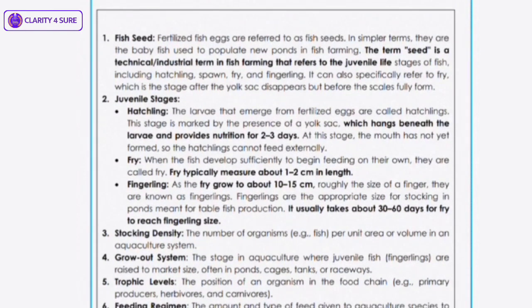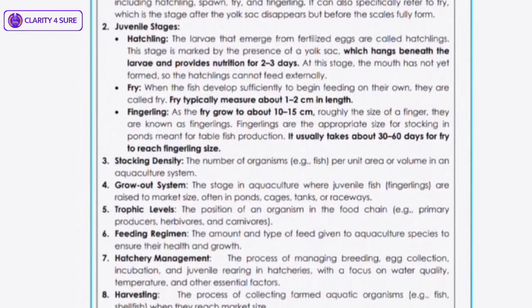Next, we have trophic levels. In aquaculture, trophic levels indicate the position of organism in the food chain. For example, phytoplankton are primary producers, while carnivore fish like katla occupy higher trophic levels. Next is feeding regimen. This refers to the schedule, quantity and type of feed given to fish. A balanced feeding regimen ensures optimal growth, better feed conversion ratio, that is FCR, and minimal waste.